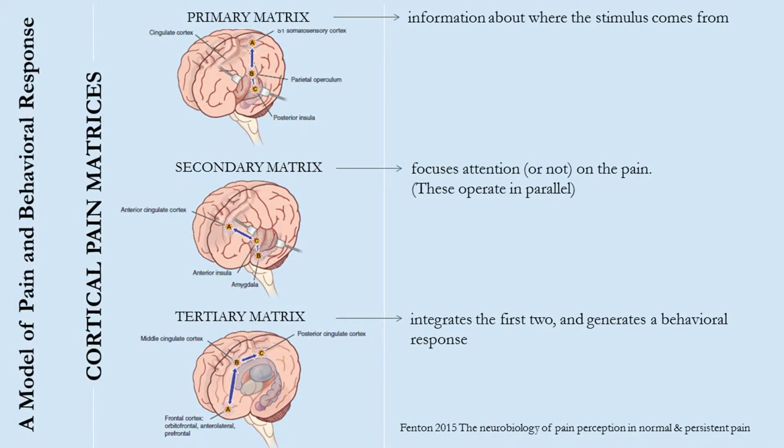When we talk about this, we also must think about the matrices or the connectivity in the process of cortical pain processing. There is a primary matrix which we can refer to, in which information about where the stimulus comes from, the proprioceptive components of where in space in our body is the signal coming from. There's also a secondary matrix which focuses attention, or doesn't focus attention, on the pain. And these operate in parallel. There's a third level, and that matrix integrates these first two and generates the final consequential behavioral response to the pain.